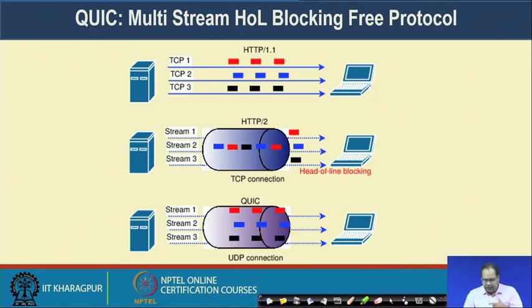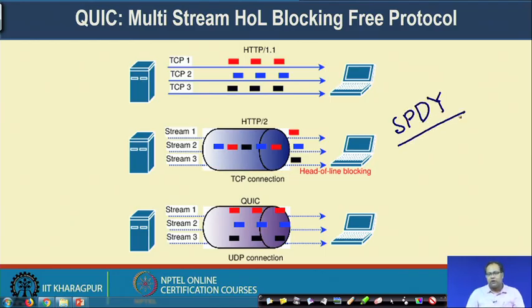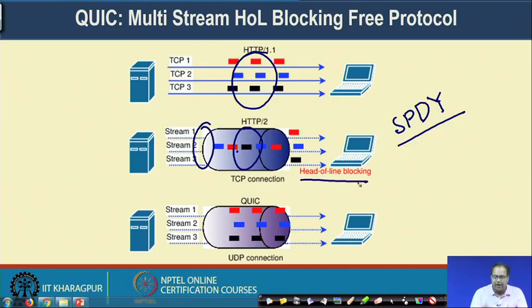That is why in HTTP 2, or earlier in the proposal from Google they called SPDY, you can multiplex multiple streams together. Here you combine all these streams into a single TCP connection between the server and the client. All these streams get multiplexed into a single stream, and that is sent to the client. In this case we have a problem called Head-of-line blocking.